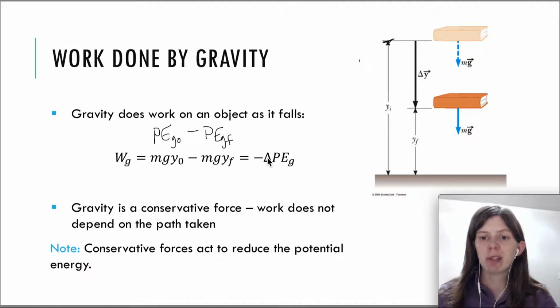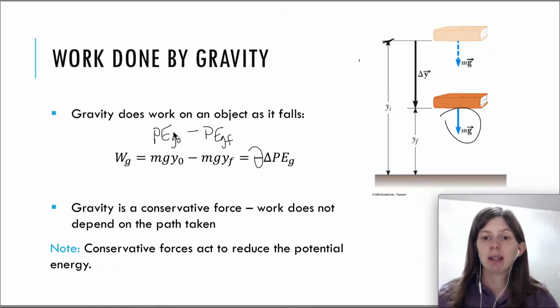So usually when we use delta, that's always going to be final minus initial. So if it's initial minus final, that's why we have a negative in front of the delta. So without deriving this equation, we just want to make sure it makes sense. Okay? The work done by gravity, it makes sense that it's related to the potential energy because work is force times distance. And the force is mg, and the distance is y. So it makes sense that it's going to be mgy.